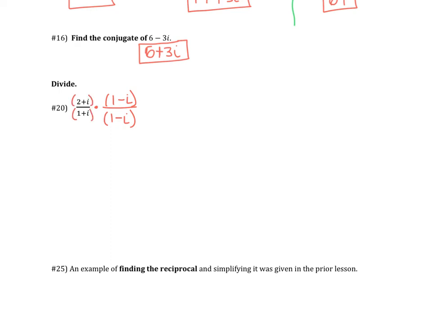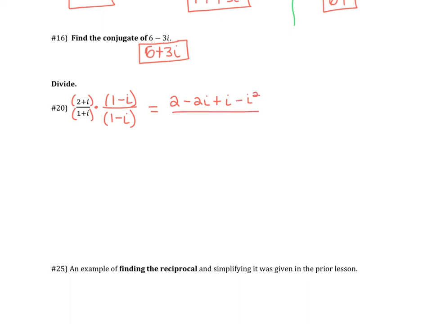the numerator, multiply everything in the denominator, which is going to require us to FOIL. So if we FOIL in the numerator, if we multiply our first terms, we'll get 2. Our outside terms, we get minus 2i. Our inside terms, plus 1i. And then our last terms, we get minus i squared.